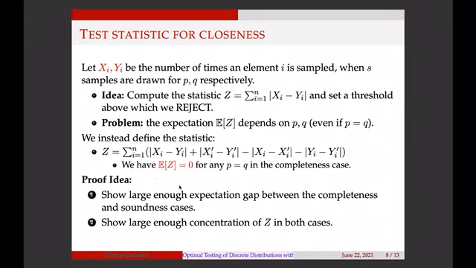So what is the idea here? As I said, we need to show that there is a large enough expectation gap between the two cases. So the expectation of Z when we're in the completeness case has to be, we said it's 0, but in the soundness case, you have to show that this expectation will be large enough, and also that we have a large enough concentration of this random variable Z in both of the cases. This will enable us to choose a threshold in a certain way so that we can satisfy all the requirements that we want.